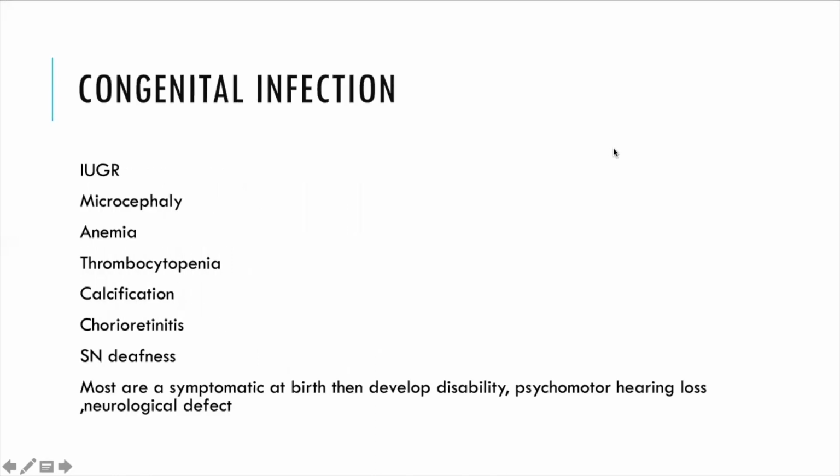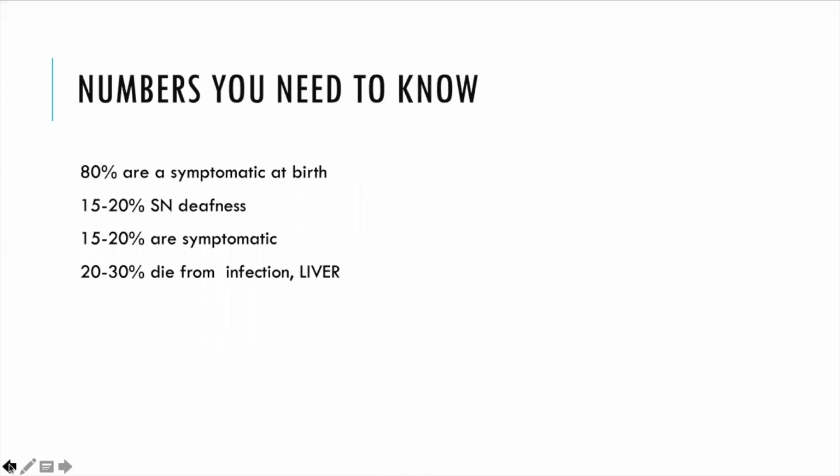In a congenital infection, usually the baby will have either IUGR or anemia, microcephaly, thrombocytopenia, cranial calcifications, chorioretinitis, sensorineural deafness. Most are asymptomatic at birth, and then they develop disability, psychomotor and hearing loss, and neurological defects. Numbers that you need to know: 80% are asymptomatic at birth, 15 to 20% will have sensorineural deafness, 15 to 20% are symptomatic, and 20 to 30% die from infection or liver disease.